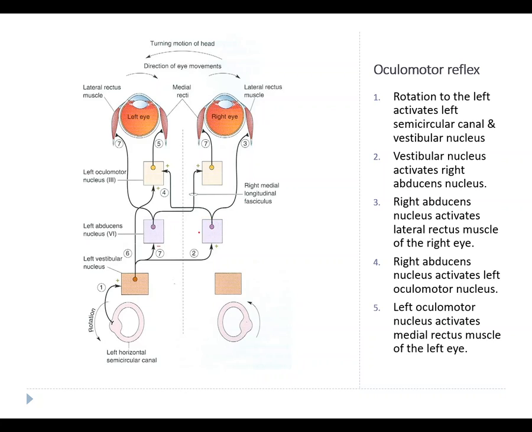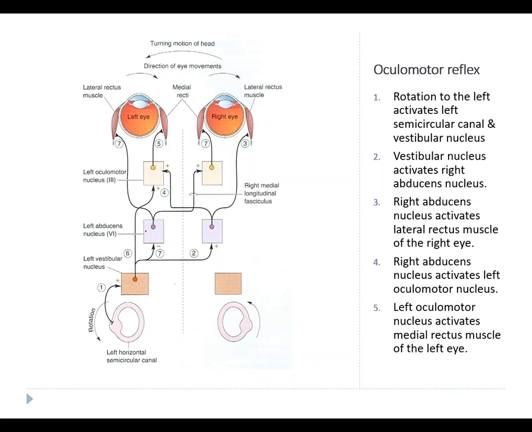Meanwhile, these neurons also have a projection: the right abducens nucleus has an axon that goes back to the left side of the brain and stimulates neurons in the left oculomotor nucleus. The oculomotor nucleus contains the motor neurons that have axons that form cranial nerve 3, the oculomotor nerve. So when those are activated by the right abducens nucleus, these neurons stimulate the medial rectus muscle of the left eye. And again, contracting that muscle will cause the left eye to rotate to the right.